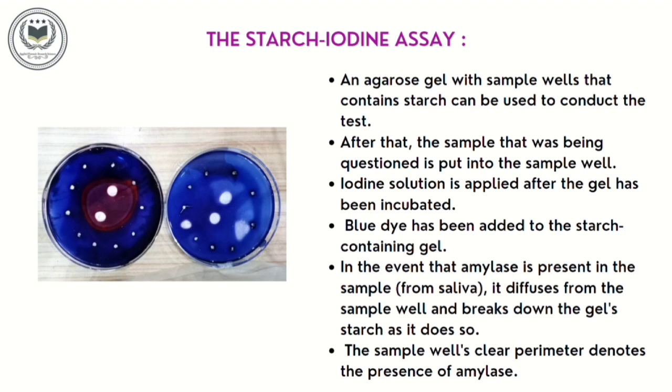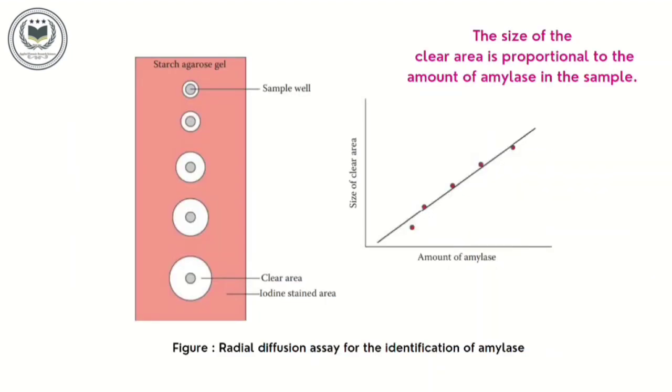Here we can see the two petri dishes. In one petri dish, saliva is present and a clear perimeter is formed, and in the other, there is an absence of saliva, so no clear region is formed. This can also be called the radial diffusion assay.